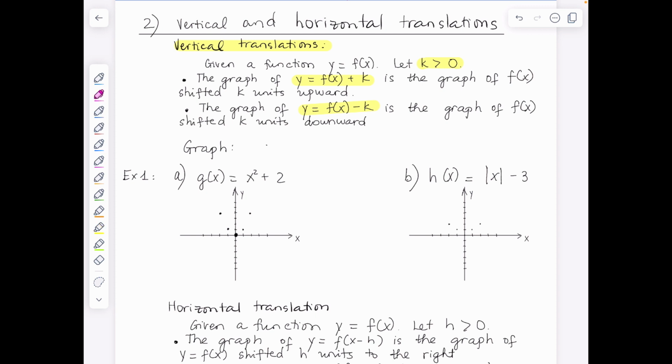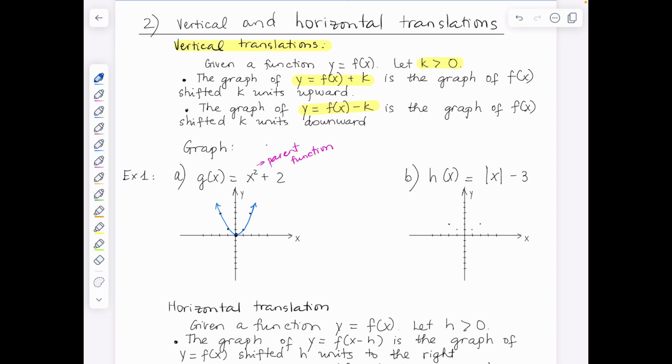We have g of x is equal to x squared plus 2. So first of all, the parent function is x squared. So we know what the graph of a parent function looks like. It's a parabola with the vertex touching the origin. And notice that I already marked some critical points on there.